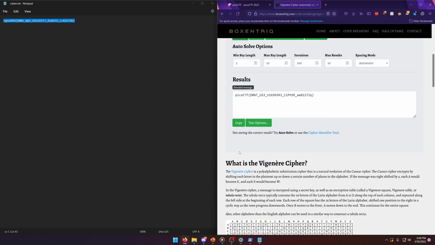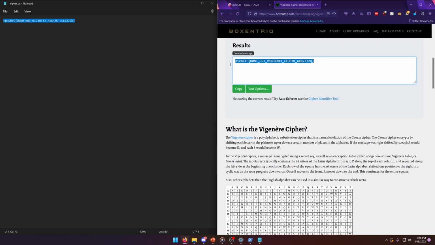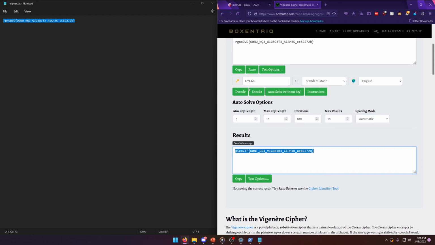Let's see what happens if we decode it. And there's the flag. picoCTF, don't use Vigenere cipher, right? Because as you can see, it's very easy to decrypt.